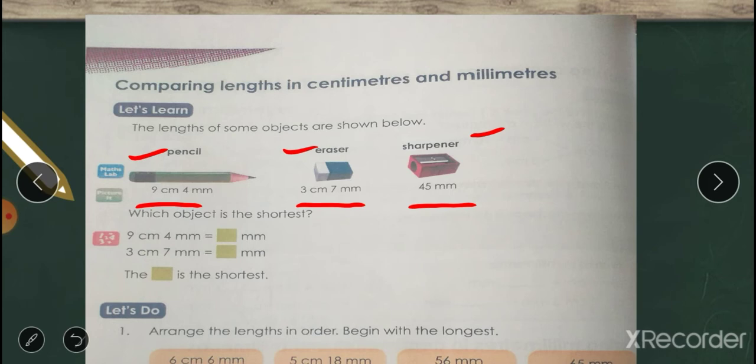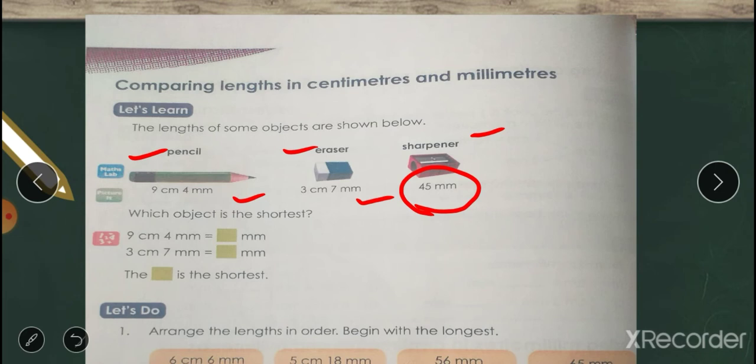The pencil's length is in centimeters and millimeters, the eraser's length is in centimeters and millimeters, but the sharpener is only in millimeters. So the first thing we need to do is go for millimeters. Firstly, we would convert centimeters into millimeters. The sharpener is already in millimeters, so we don't need to convert it. Which object is the shortest? The first thing we have to do is convert centimeters into millimeters.